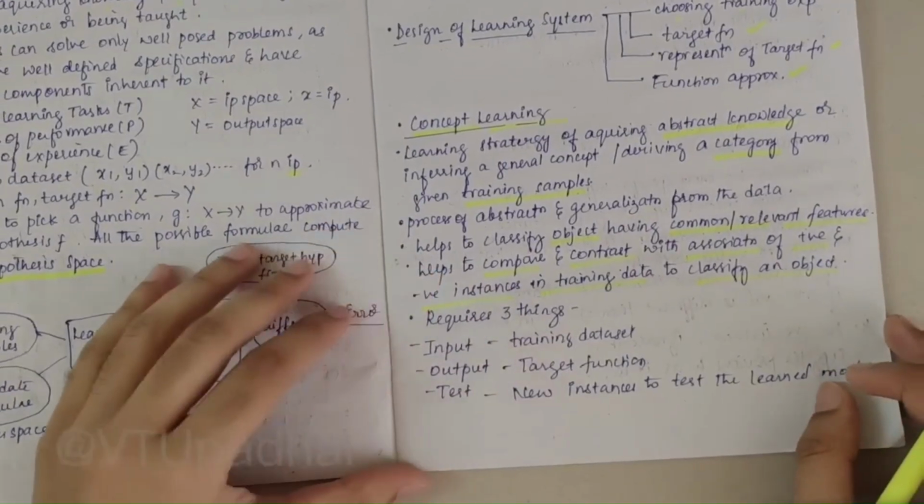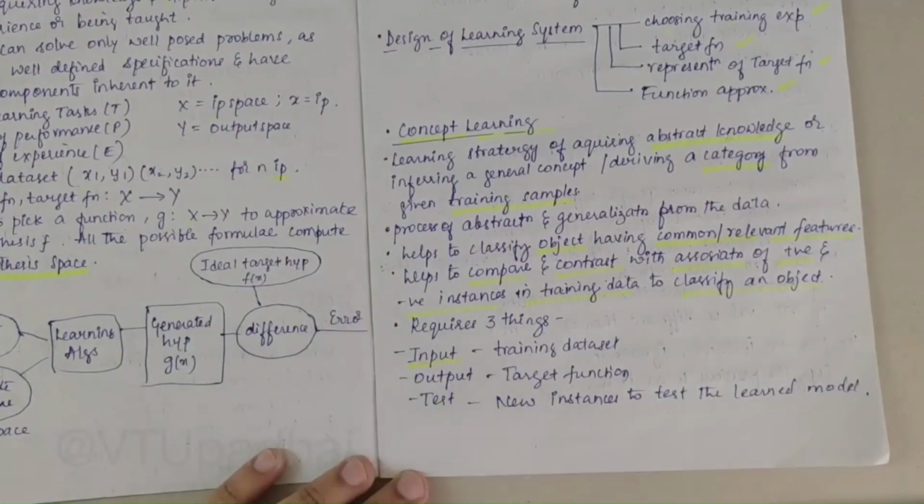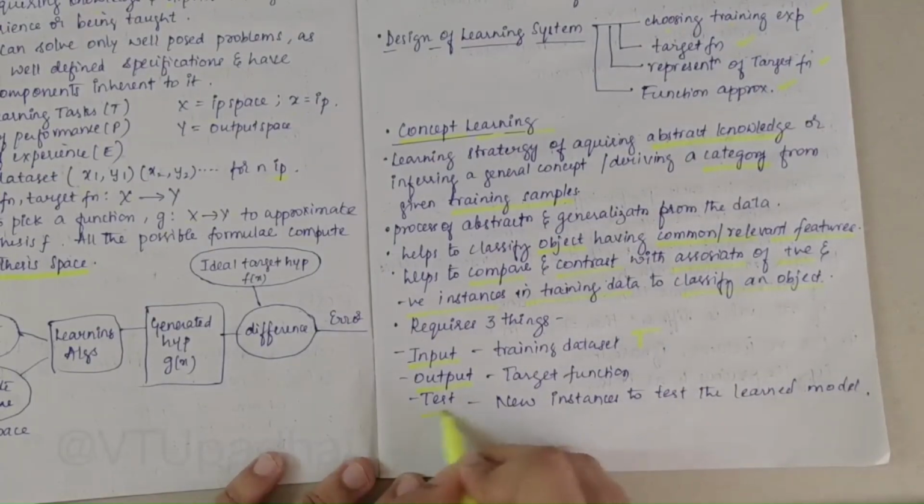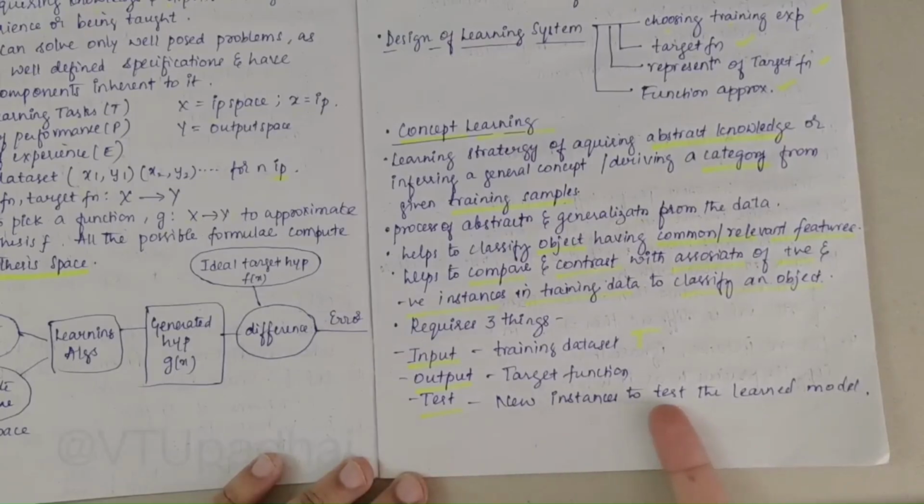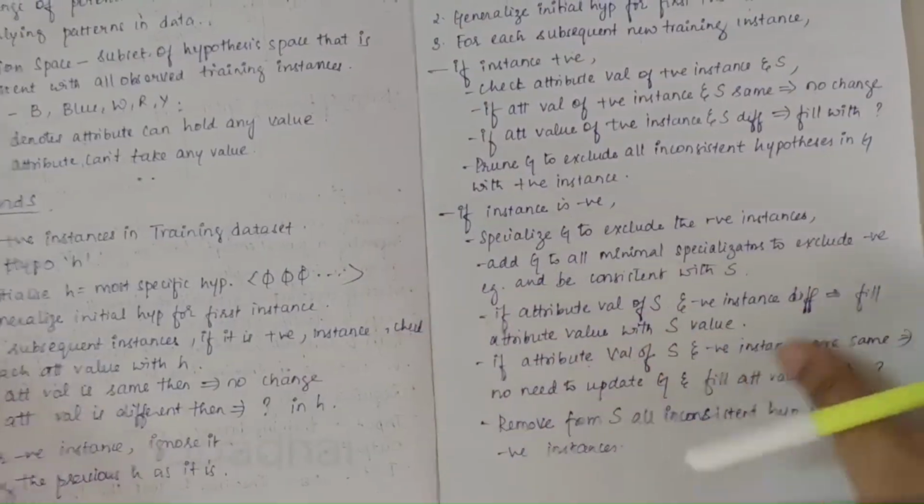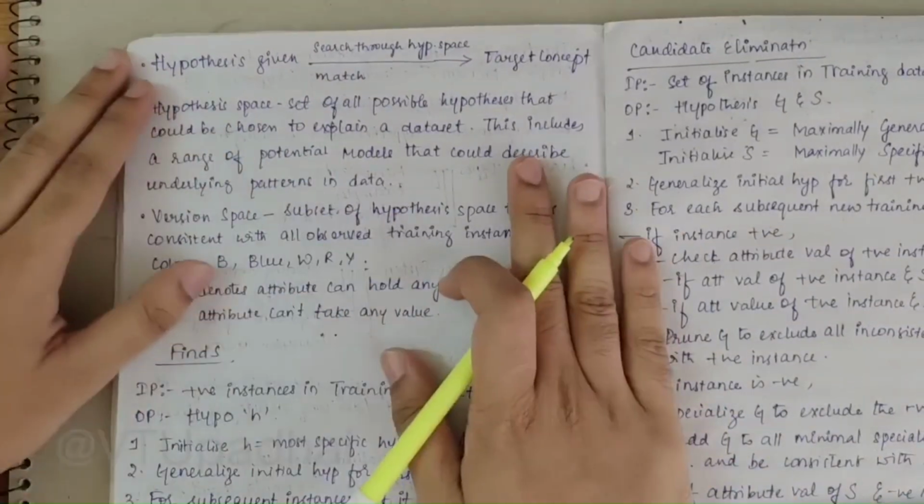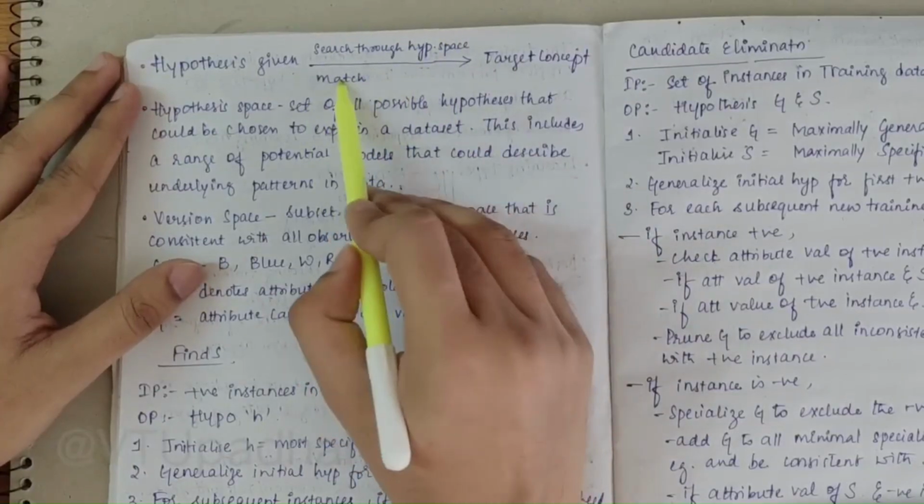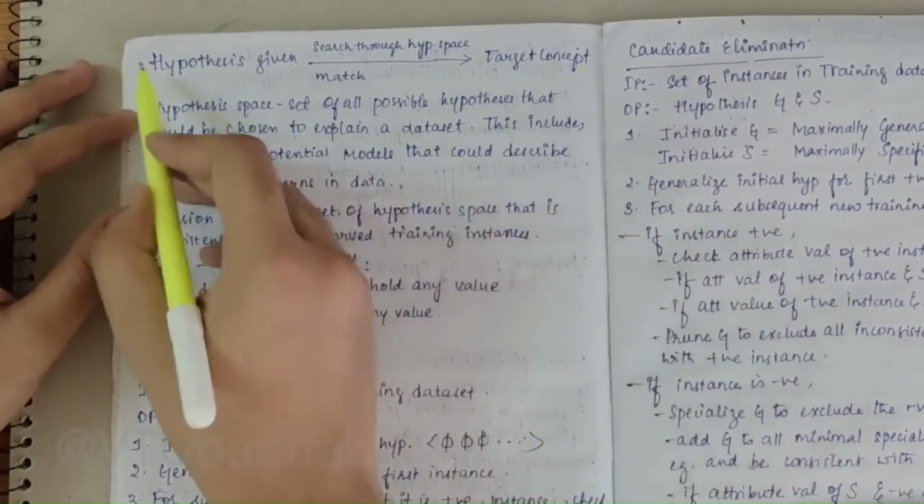Concept learning basically requires three things. The first one is input, that is the training data set, capital T, then the output, the target function, whatever you require, and then the test. Here new instances are used to test the learned model, for which we make use of small t. So this was about concept learning. Next we have hypothesis. Here we search through the hypothesis space in order to match the target concept. So that is about hypothesis.